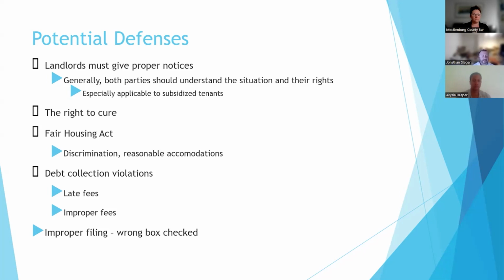In addition to that, because that applies to everyone, but subsidized tenants can have even more defenses. There's a Violence Against Women Act, which requires special notice. Even if tenants are not victims of domestic violence, landlords still have to provide special notice to subsidized tenants. And additionally, subsidized tenants can have the right to a grievance hearing. The timeline for that is very important, because typically tenants only have 10 days to request a grievance hearing. So they need to move on that as quickly as they can once they know that the landlord is trying to evict them.